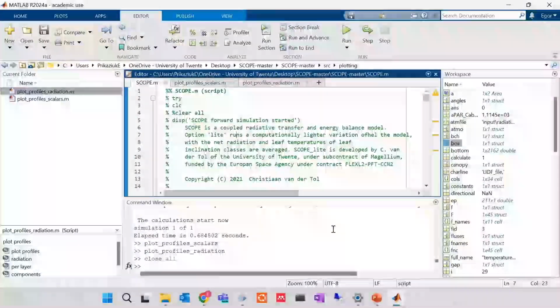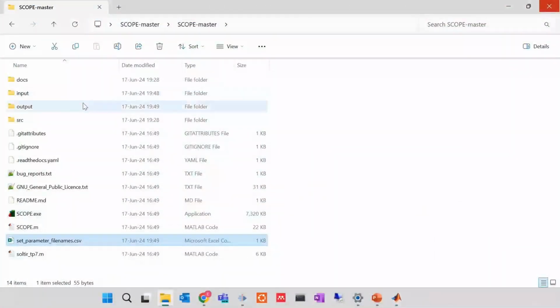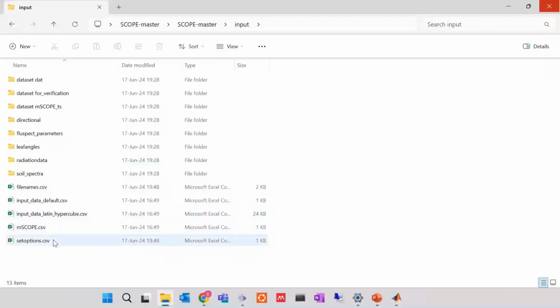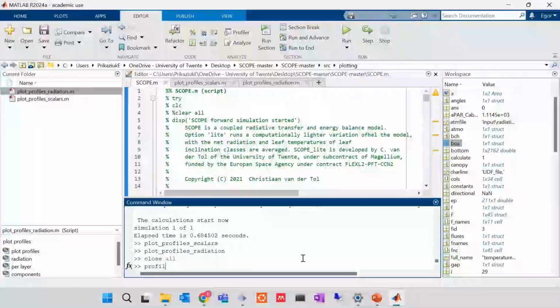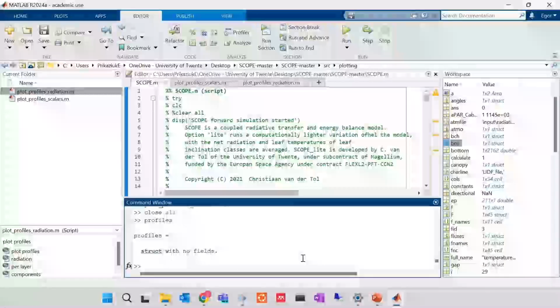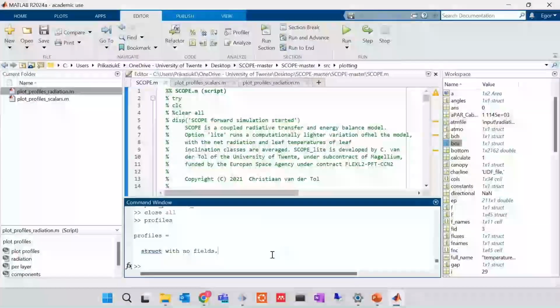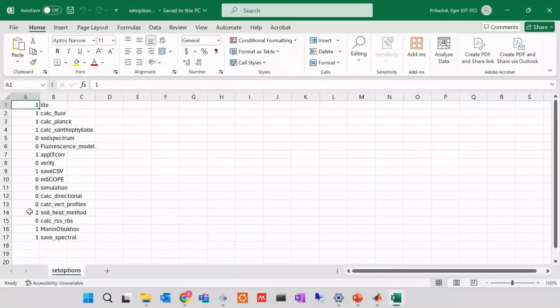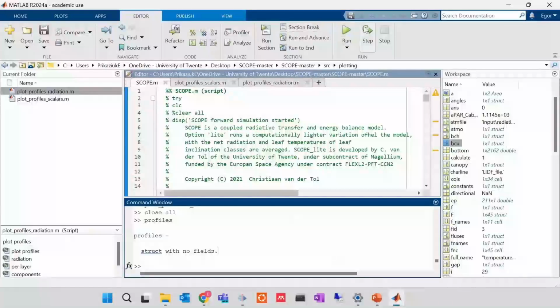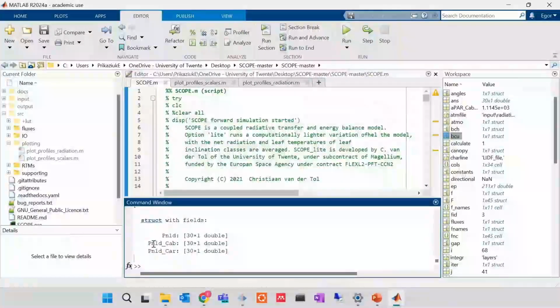In order to make the picture complete, let's enable option calculate vertical profiles and see what it does. For that, we have to see that now we have a structure called profiles, but it's empty. It's a structure with no fields. However, if we, in set options, enable the option calculate vertical profiles, and we save, close, and run, so now we see that profiles structure is not empty.